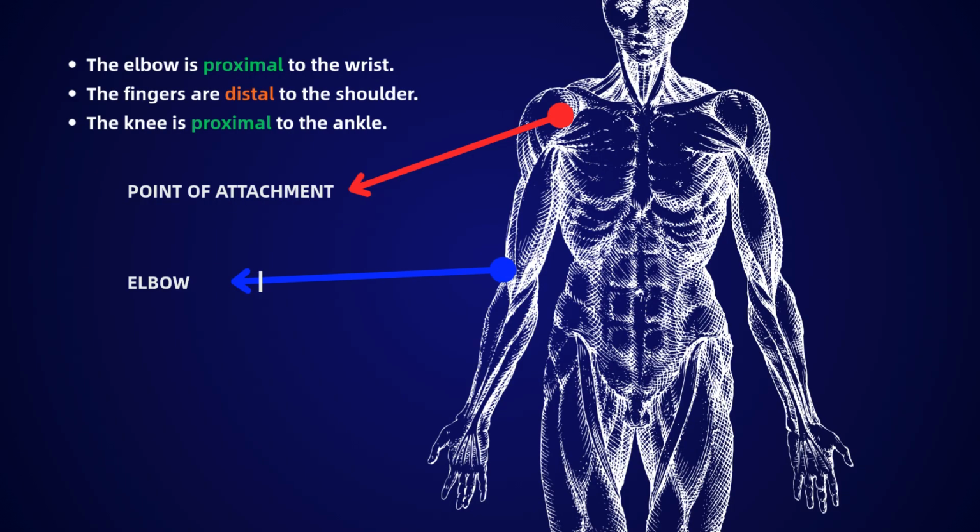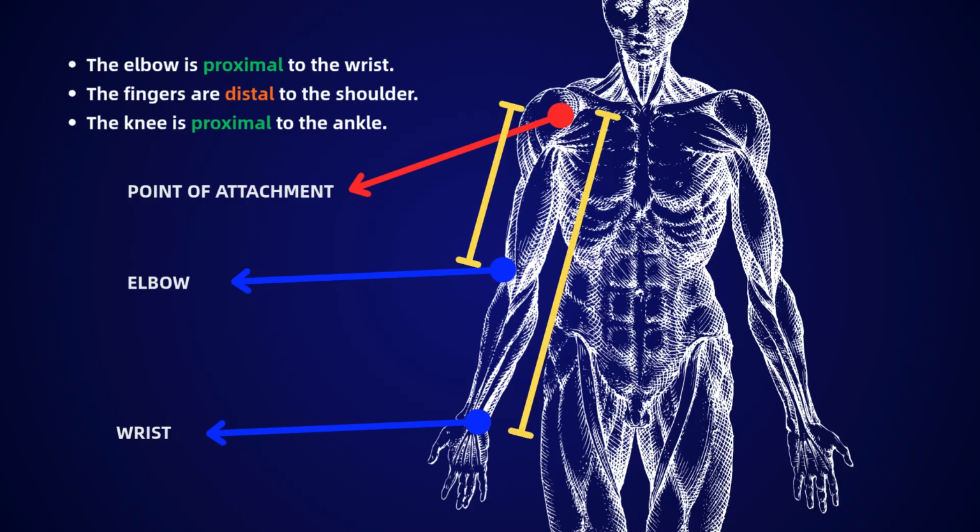Let's see the elbow and the wrist. This is the elbow and this is the wrist. Let's say which is closer to the point of attachment, elbow or wrist. Obviously, it is the elbow. So the closest one is called proximal and the far away one is called distal.